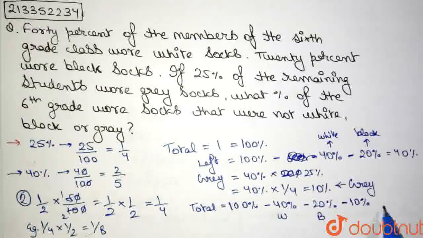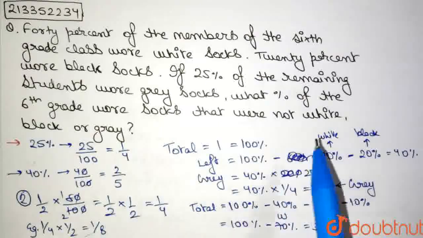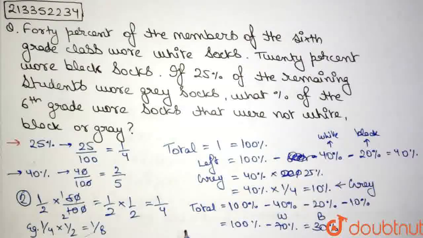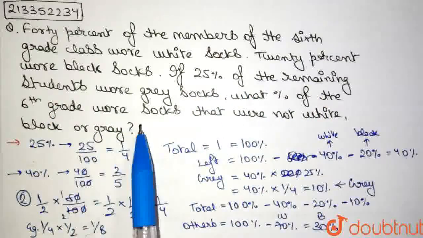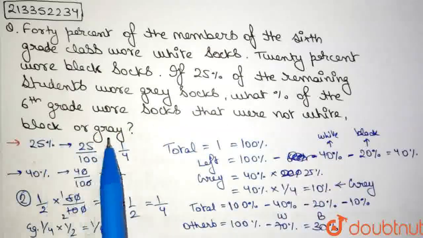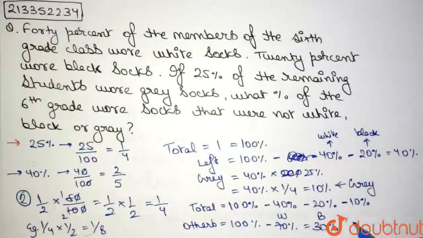And if we calculate this, we are going to get the leftover amount. So 100% minus 40% minus 20% minus 10%. So this sum is 40 plus 20 is 60 plus 10 is 70. So 100% minus 70%, which is equal to 30%. Or I can say that this 30% is nothing but the students who were wearing other color socks. So we were asked to find if 25% of the remaining students wore grey socks, what percent of the students wore socks that were not white, black or grey? And we obtained the value as 30%, which is our answer.